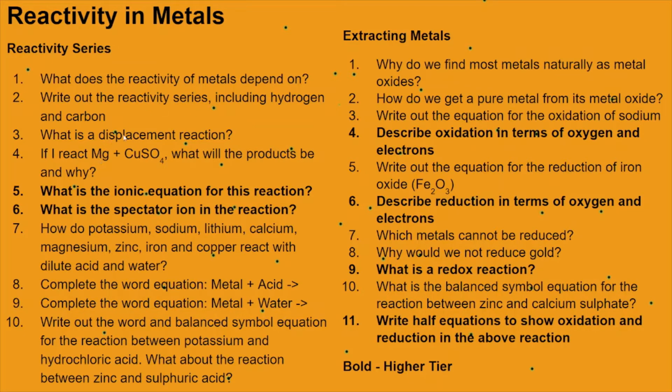So magnesium displaces the copper, and our products are magnesium sulfate, so MgSO4, and copper on its own. So that's basically what a displacement reaction is. If we had magnesium sulfate and we added copper, there would be no reaction because the copper is less reactive than the magnesium. Displacement reactions, it's generally easy to get your head around.